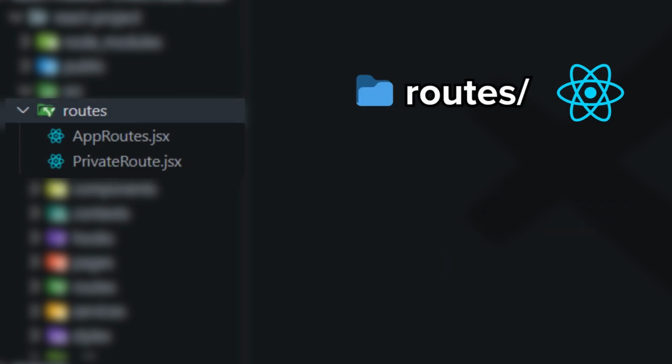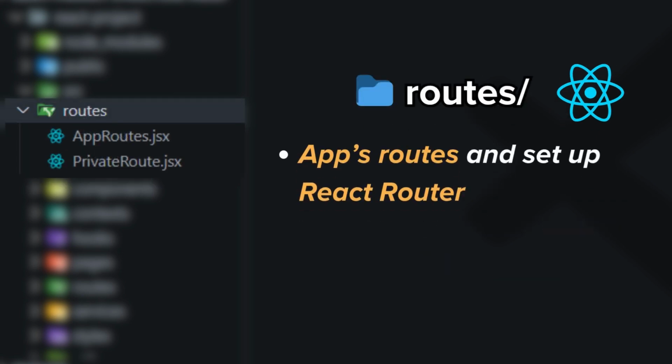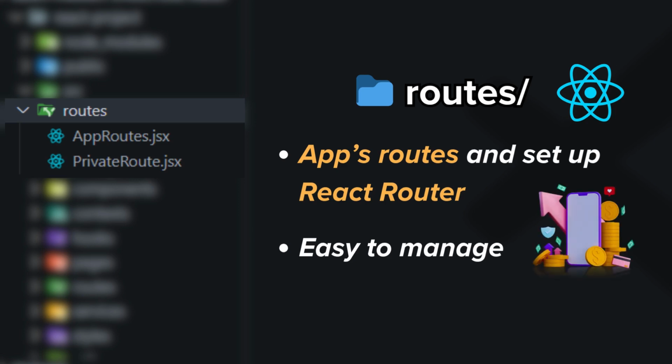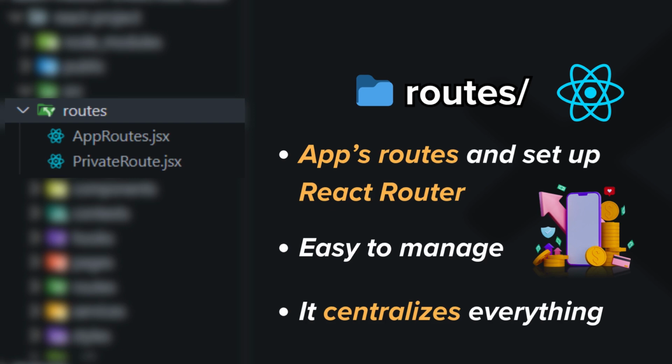Moving on to the Routes folder. This is where you define all your app's routes and set up React Router. Keeping your routing configuration here makes it easy to manage, especially as your app grows. It centralizes everything, so you're not hunting down route logic scattered all over the place.